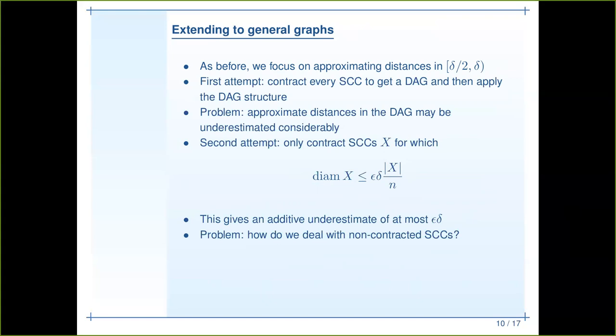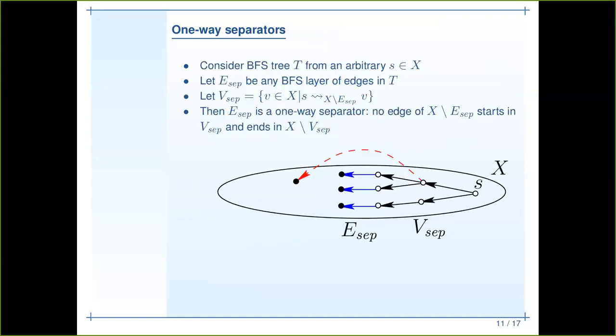So the problem now is we don't actually get a DAG because we're only contracting certain SCCs. So how do we deal with non-contracted SCCs? And here I just want to talk about separators and what I call one-way separators. Suppose we have our SCC X, and what I talk about here works for general graphs, but let's just look at it for an SCC X.